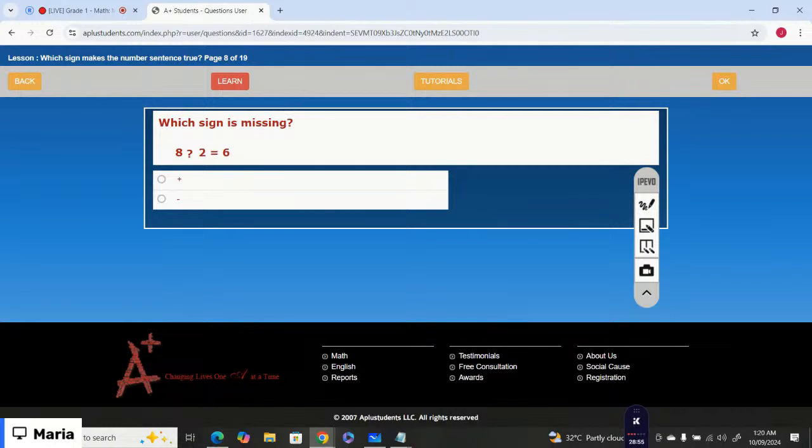The correct option is you have to subtract, right? 8 take away 2 is 6. So yes, you have to subtract.